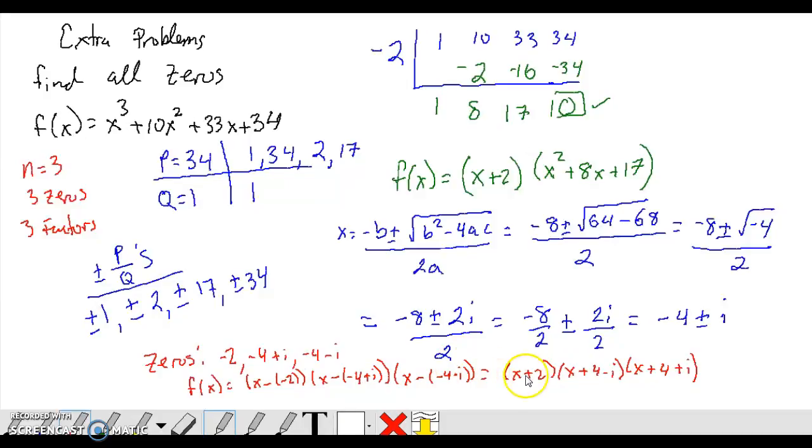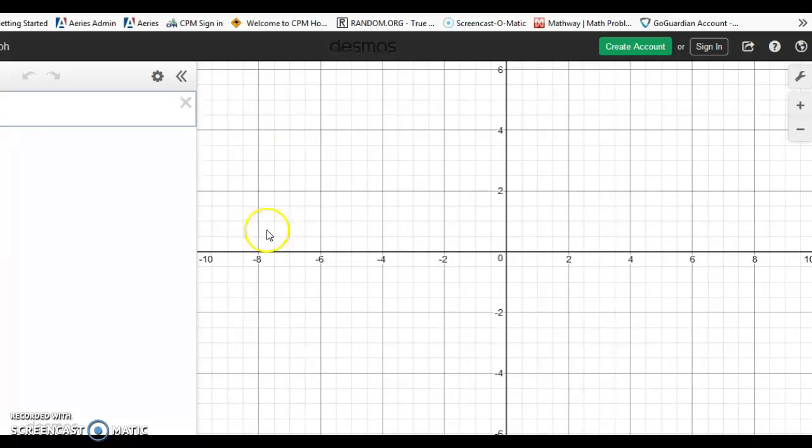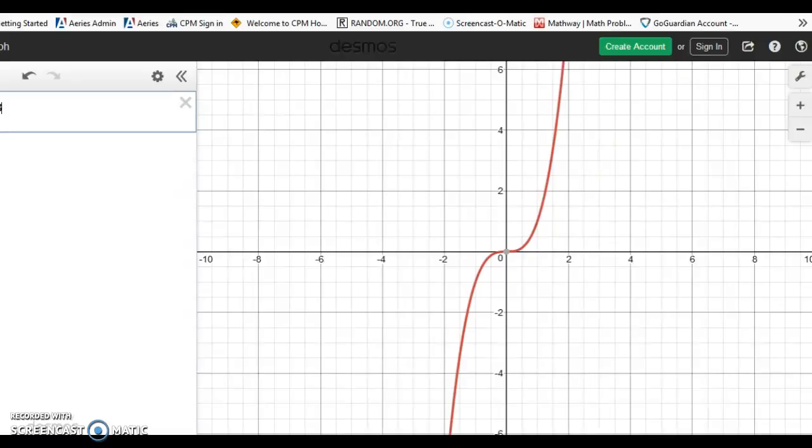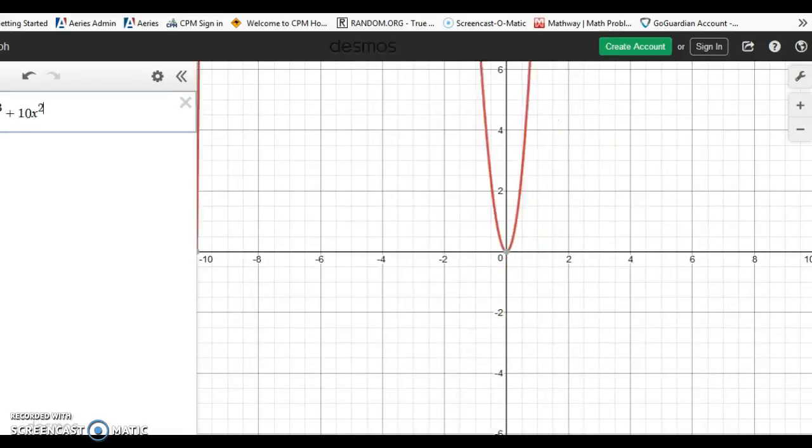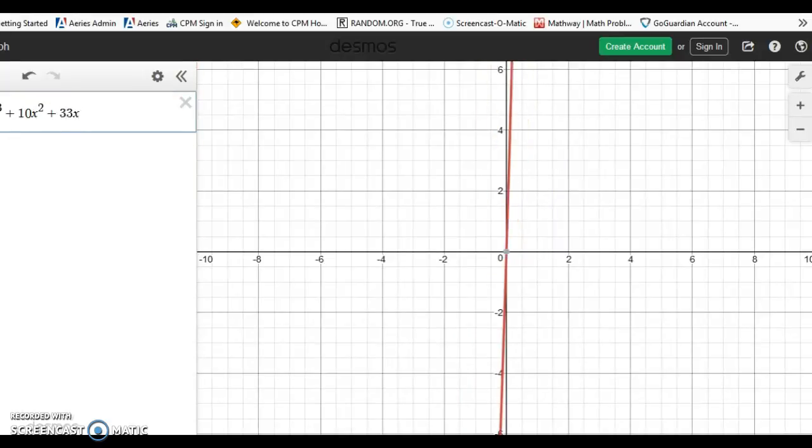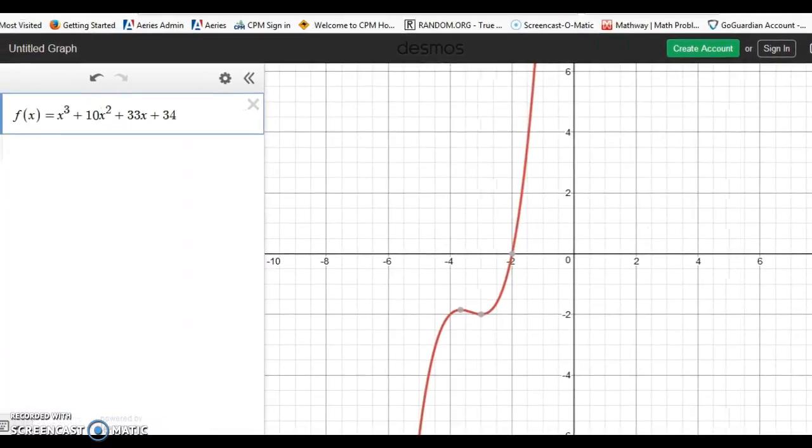So we're going to notice that we will cross the x-axis at -2, but that is the only place that we will cross it. So let's type this in. f of x is equal to, I believe I said x cubed plus 10x squared plus 33x plus 34. Okay, so let's see if I can move my screen. There you go. You can see the equation now over here.